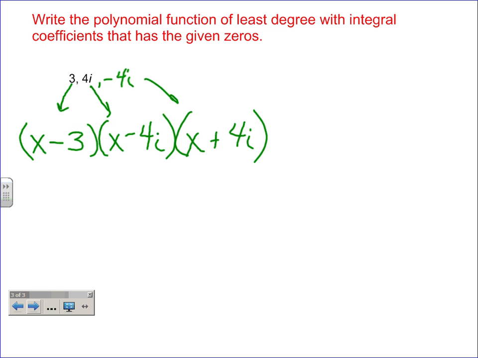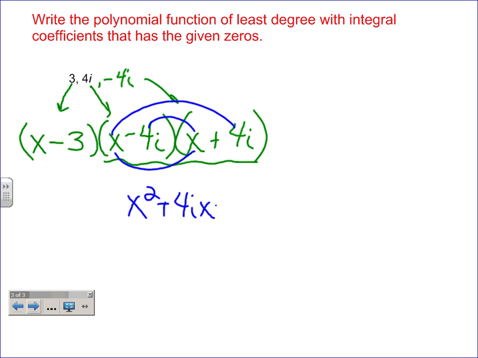But I think two of them would be really smart to multiply first. Which two would be the smartest ones to multiply first? The last two. Because that's really that difference of two squares, right? Remember we kind of did that the other day? We multiplied those out. So let's do that. We'll do a different color. So what do we got there? That's x squared plus 4ix minus 4ix. Most people get those right.